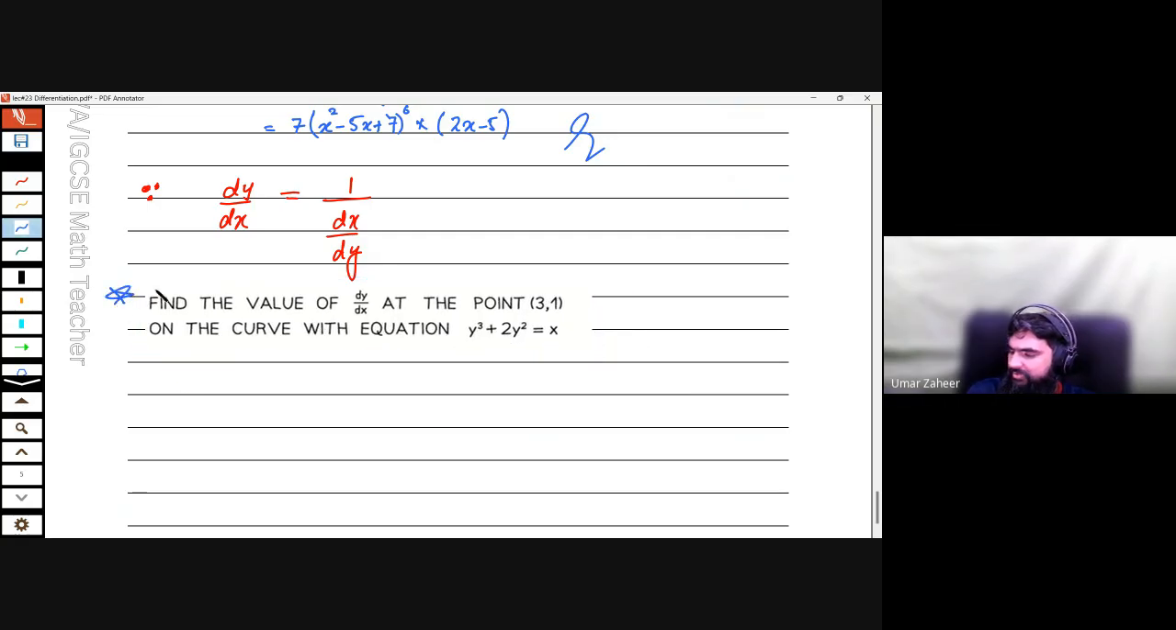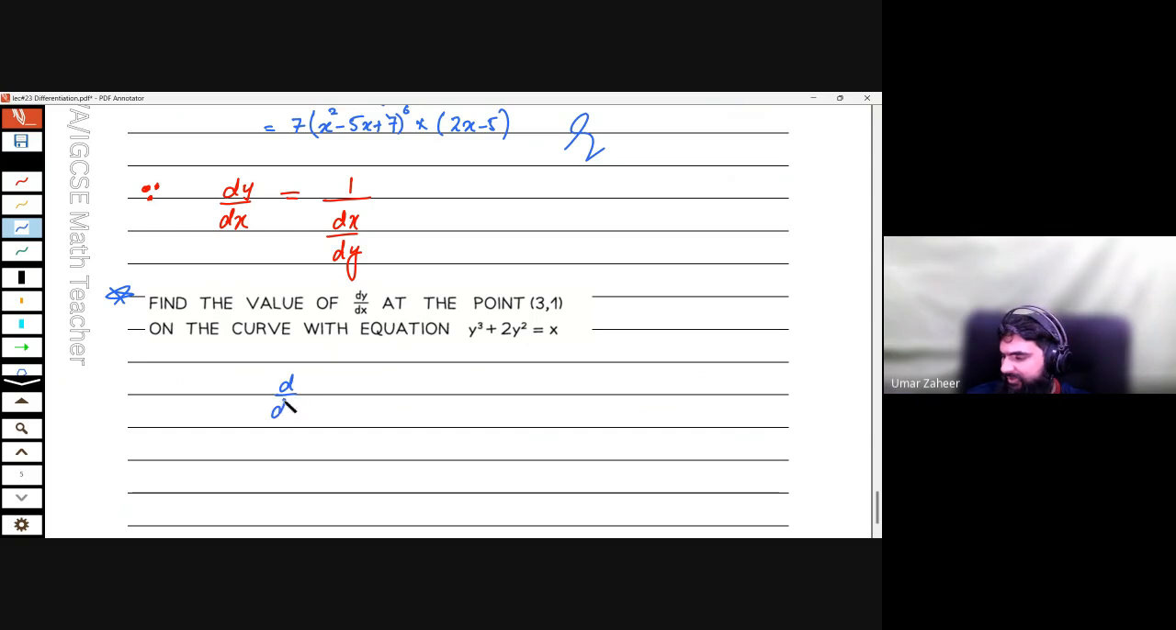Now here we have a question. Find the value of dy by dx at the point (3, 1) on the curve with the equation x = y cube plus 2y square. So we have to find dy by dx, so we have to differentiate it on both sides with respect to x.